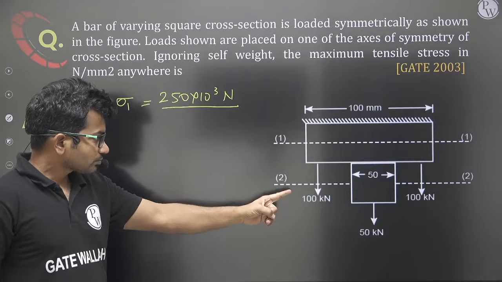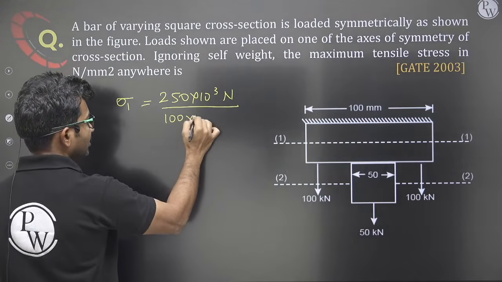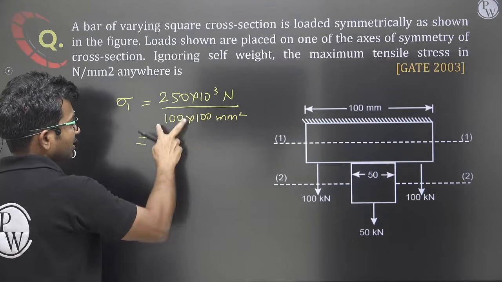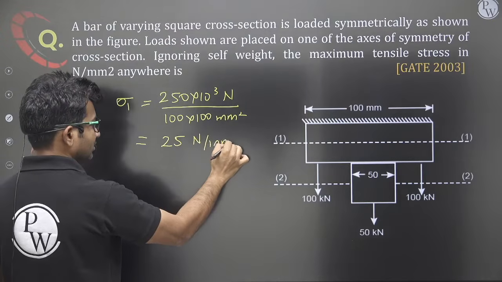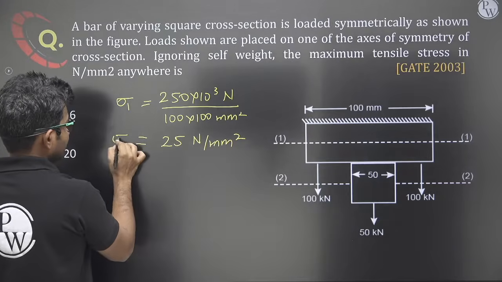Now what is the area? 100 mm into 100 mm, that means 100 into 100 mm square. This is the cross sectional area. So this will come out to be 25 Newton per mm square. So this is sigma 1.